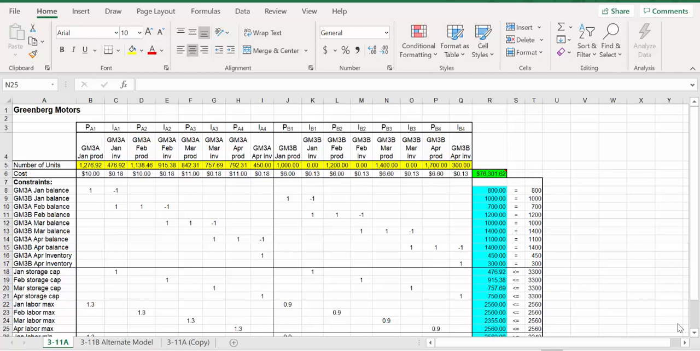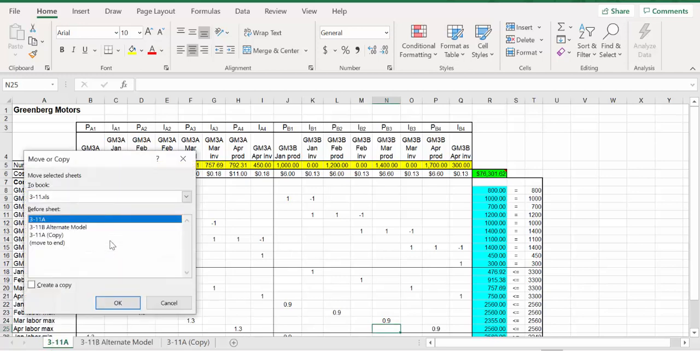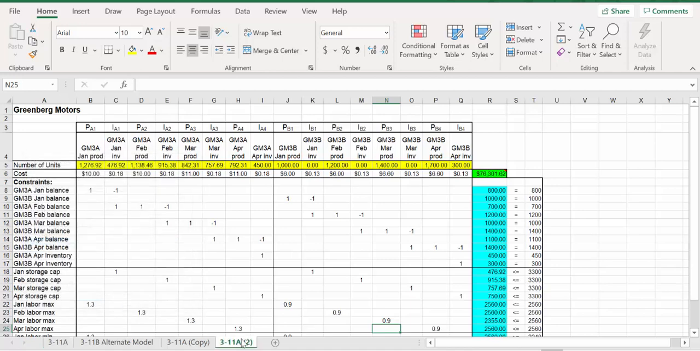So what I'm going to do is take this and copy it. I'll click my right button, go to move or copy, and create a copy. I'll just move it to the end. So I got my copy right here. Here's the real thing, and here's the copy. You don't really notice a difference. So what I'm going to do is erase all the number of units.